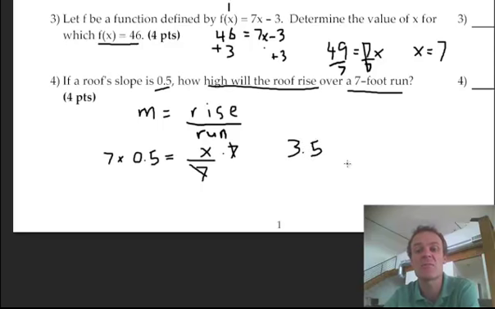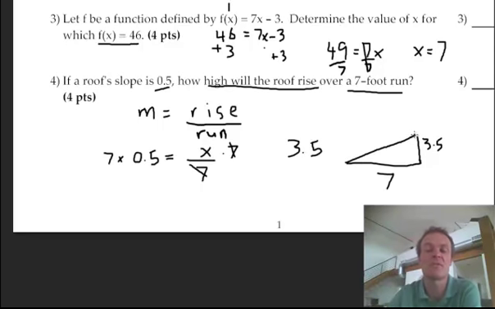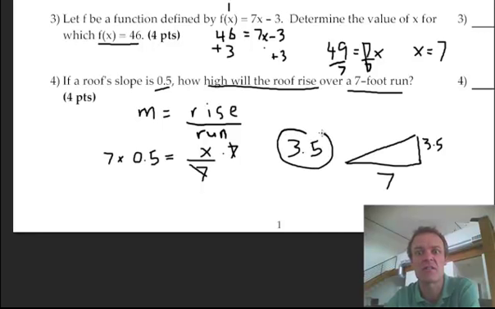If I had to sketch it, here we go, a run of 7 feet, if it goes up 3.5 feet, the slope will be a half, rise over run, that's what slope is. Now, let's move on to things where you actually have to calculate things. So anyway, that's the answer for that one, okay?